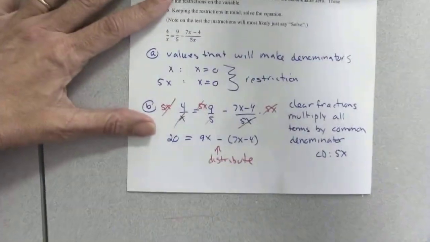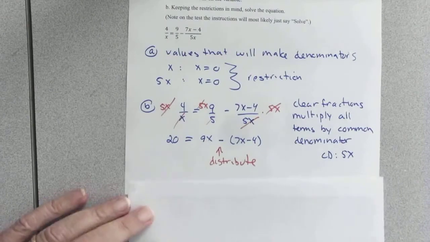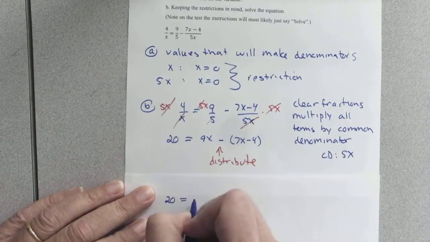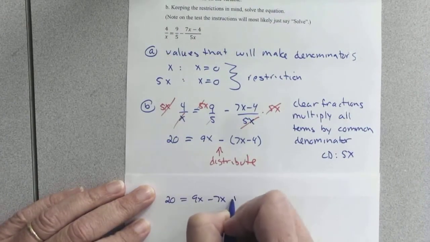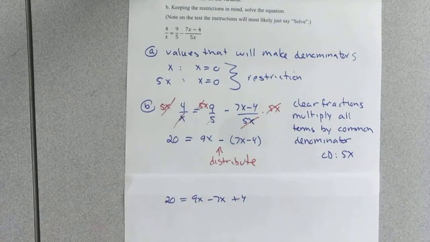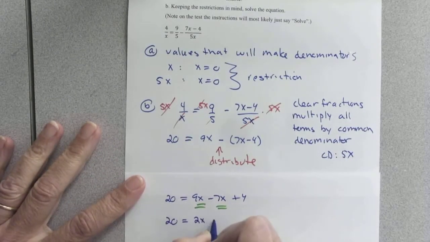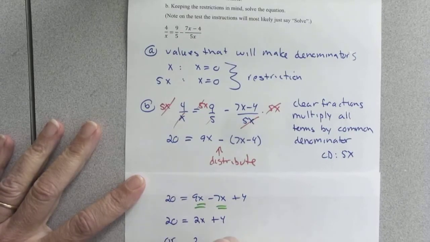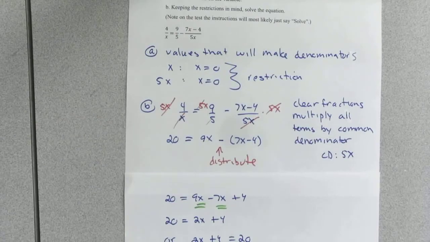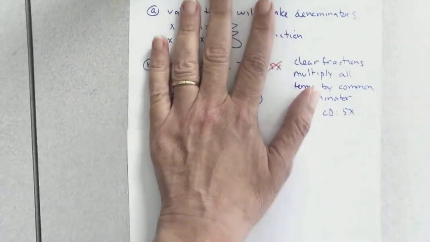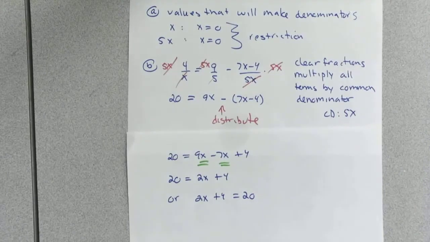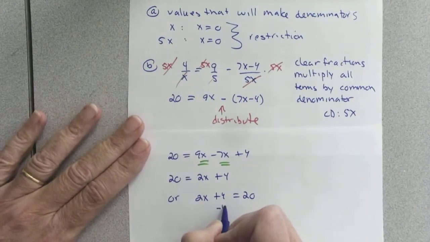And I'll go on to another piece of paper here. So I get 20 equals 9x minus 7x plus 4. Combine like terms. So 20 equals 2x plus 4. Or that's the same thing as 2x plus 4 equals 20. You can always just flip around an entire equation. It's called the reflexive property, that you can turn it around like that. That's not terribly important though.